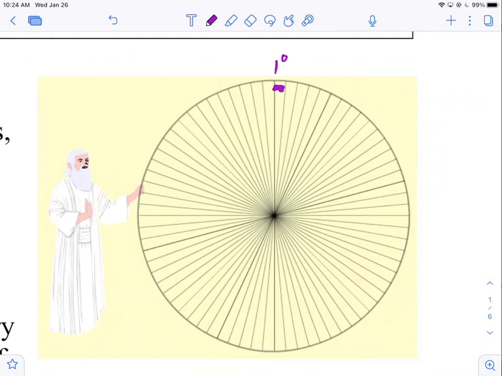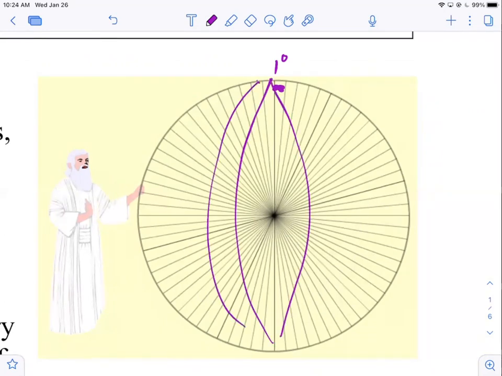Now, this is why GPS coordinates are measured in degrees, right? Because you could think of this as a cross-section of planet Earth. You have your longitudinal lines, which are called great circles.